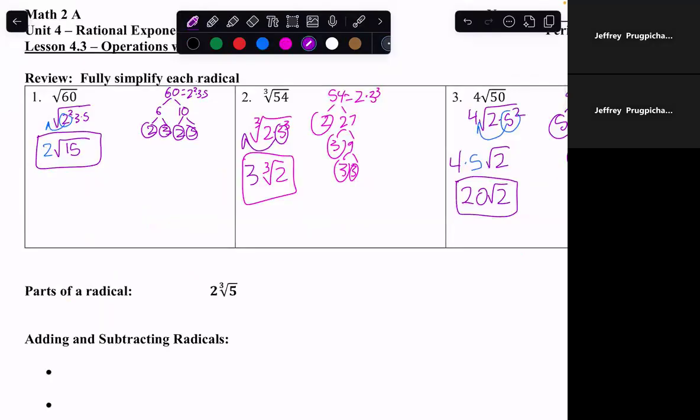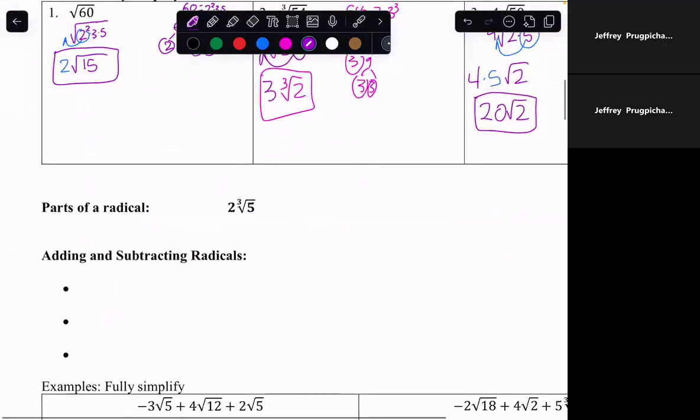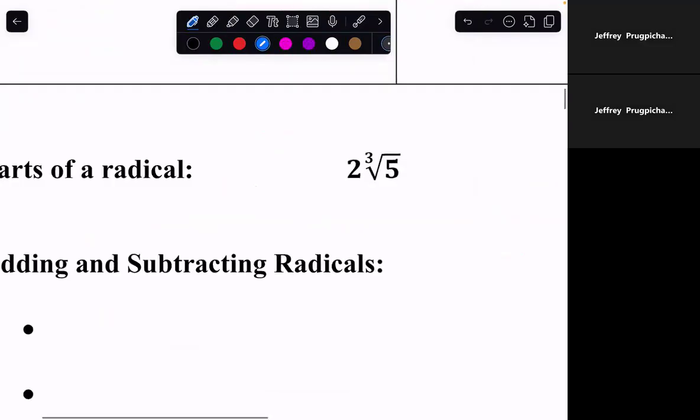Okay, and just to remind you of the vocabulary for radicals, just like with x, a number in front, like 2x, 2 is the coefficient. Same thing with the radical. 2 cube root of 5, 2 is a coefficient. The little number in the top left of the radical, that's the index. It tells you what type of radical. And then lastly, the inside of the radical is the radicand.